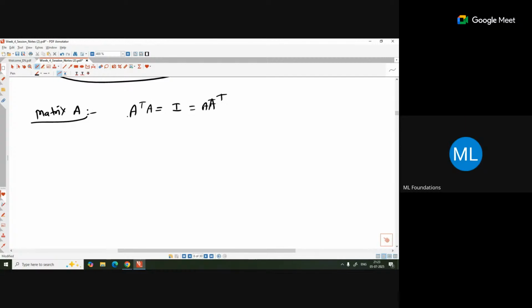Or the columns of matrix A are orthogonal. What does that mean? Let's say C1 and C2 are the columns, then C1 transpose C2 should be equal to 0, right? I hope all of you are with me. Okay, good.